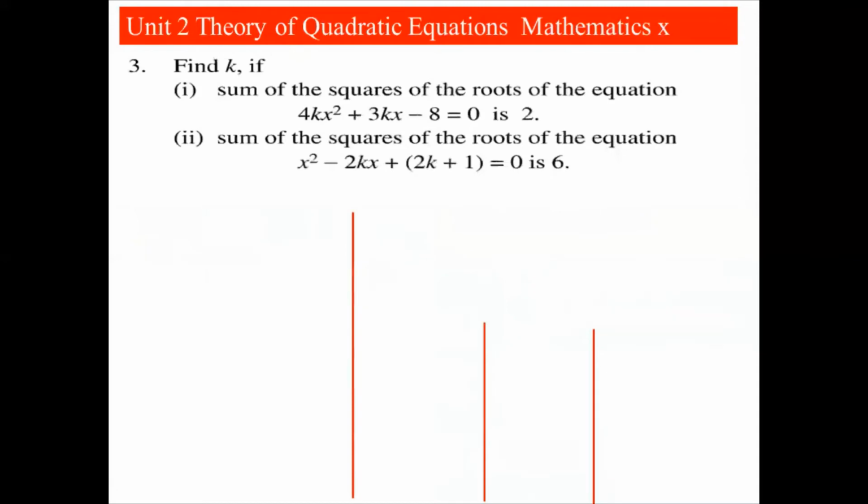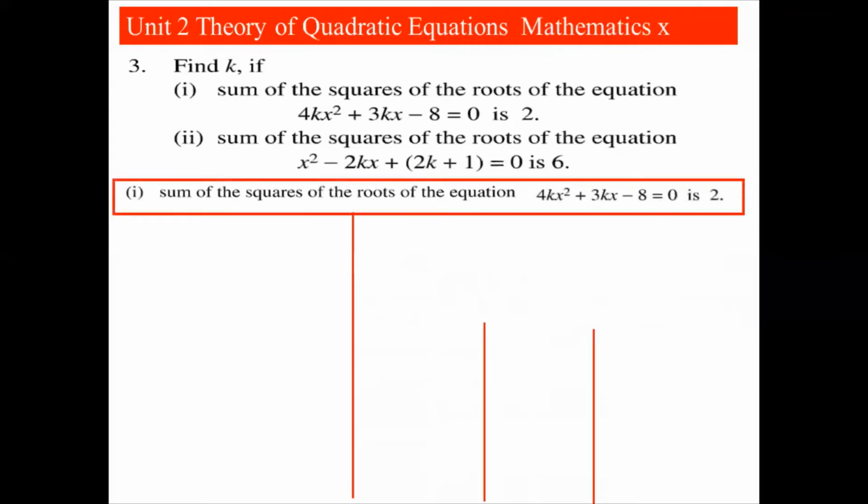Question 3, find k if, first part, sum of the squares of the roots of the equation 4kx square plus 3kx minus 8 is equal to 0 is true. So it is given that sum of the squares of the root is 2. Let's start the part 1.